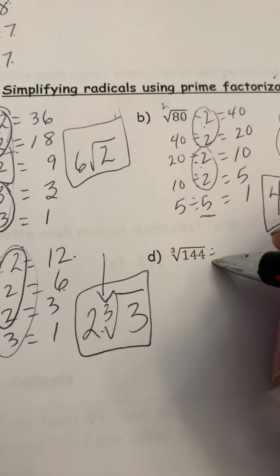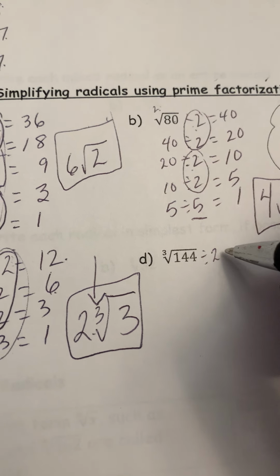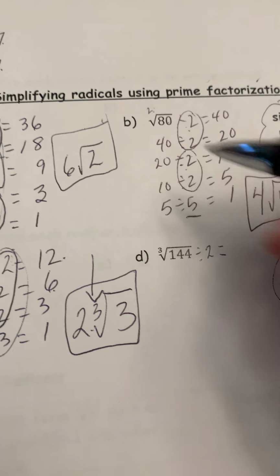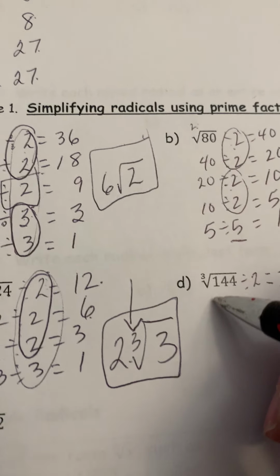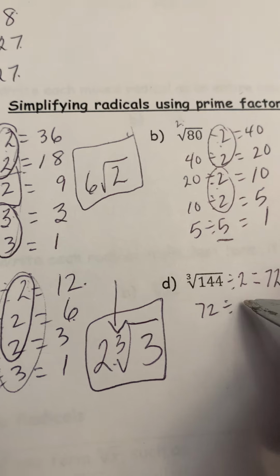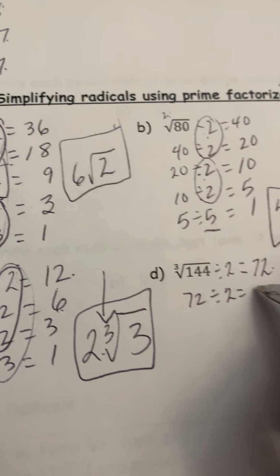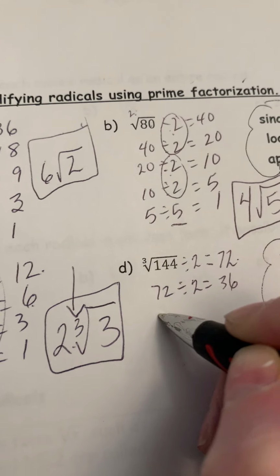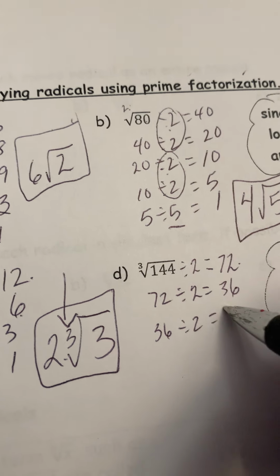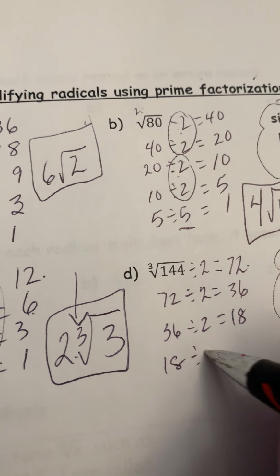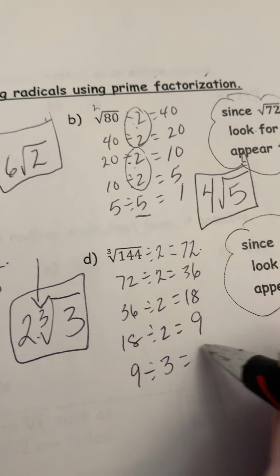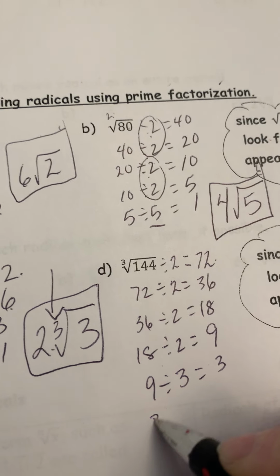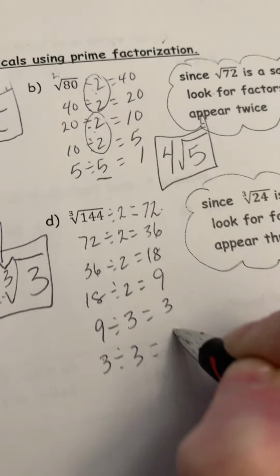Okay, keep going here. Cube root of 144, we're going to divide that by 2. 144 divided by 2 is 72. 72 divided by 2 is 36. 36 divided by 2 is 18. 18 divided by 2 is 9. 9 divided by 3 is 3. And 3 divided by 3 is 1.